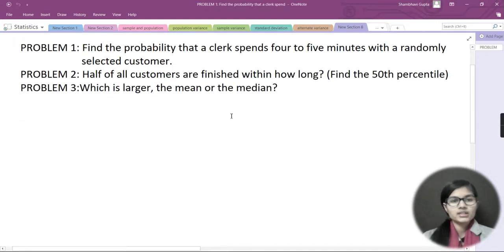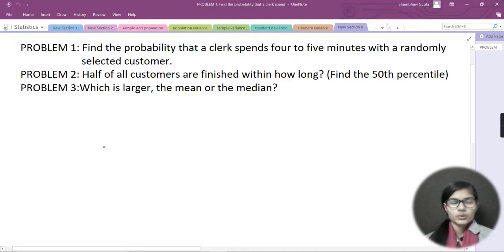Now basically, what does this question contain? This question says that we have three problems: problem 1, problem 2 and problem 3. The first problem is to find the probability that a clerk spends 4 to 5 minutes with a randomly selected customer.